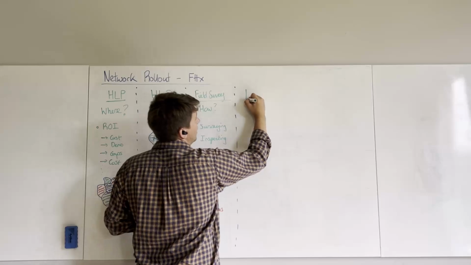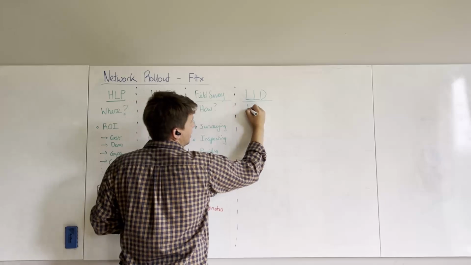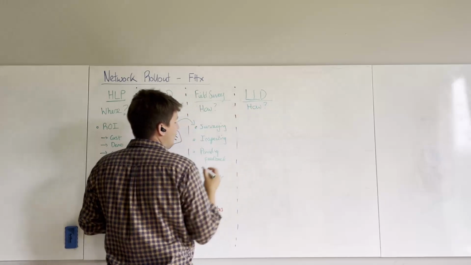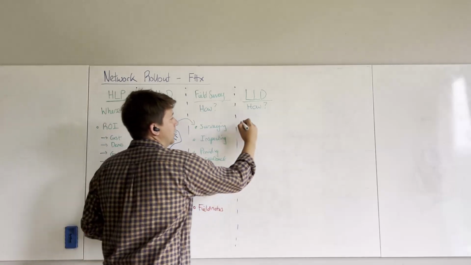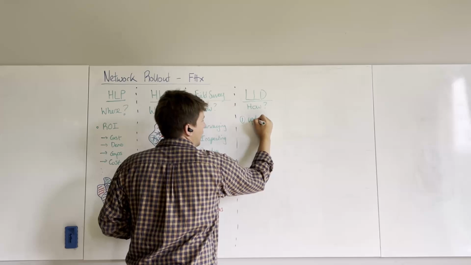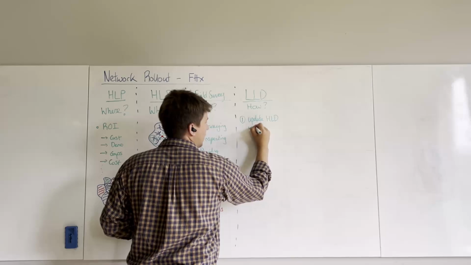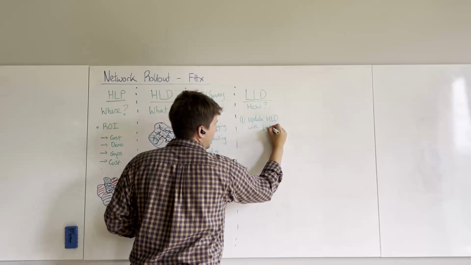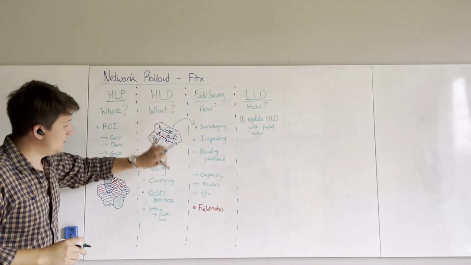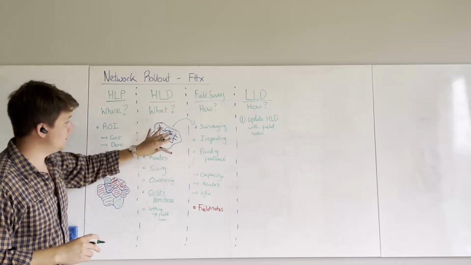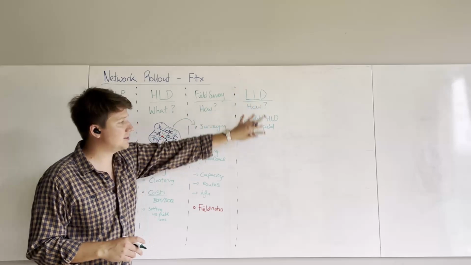I'm going to run out of room here. Low-level design. And this is just an extension of how. The main job of low-level design is twofold. Number one, update the high-level design with field notes. So what we need to do here is take the combination of these two things, what we started with and what we changed in the field, and update it so we've got this.